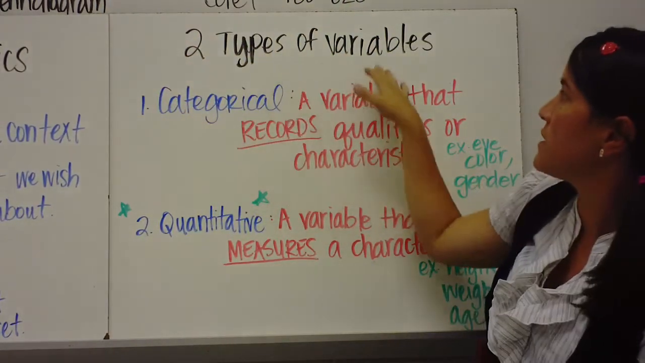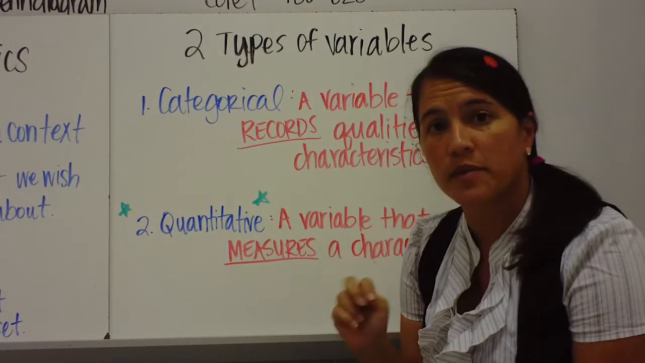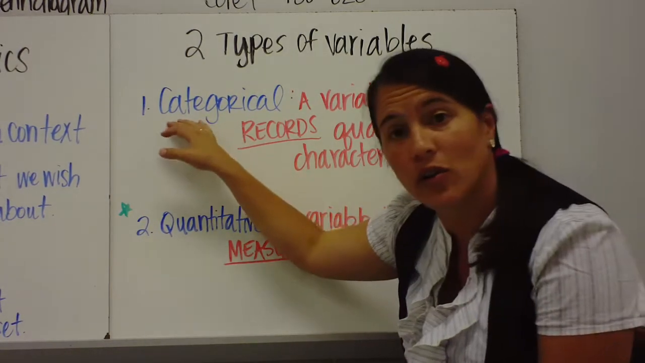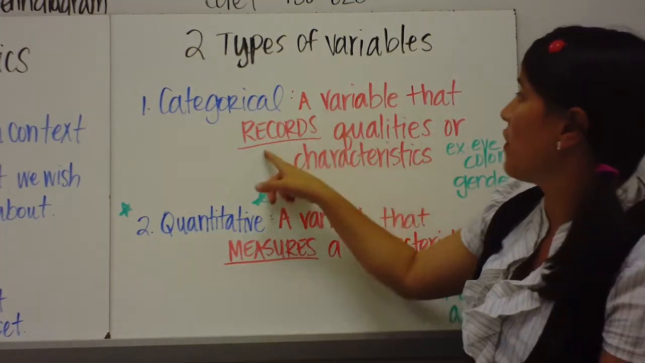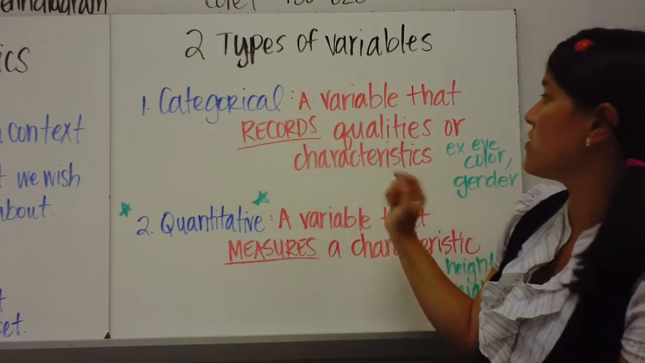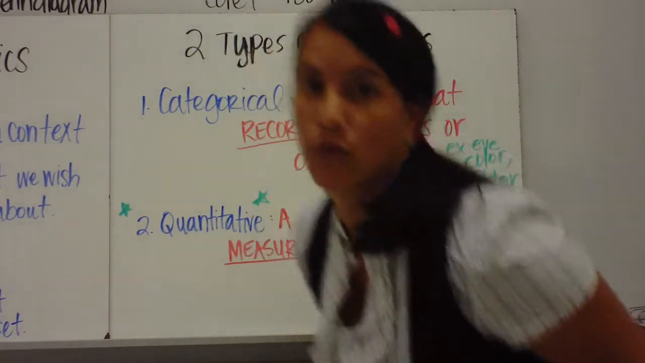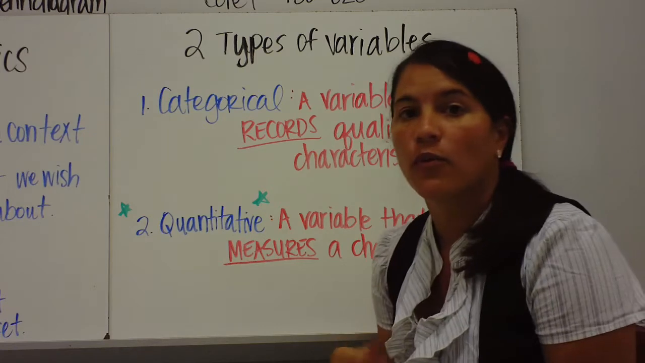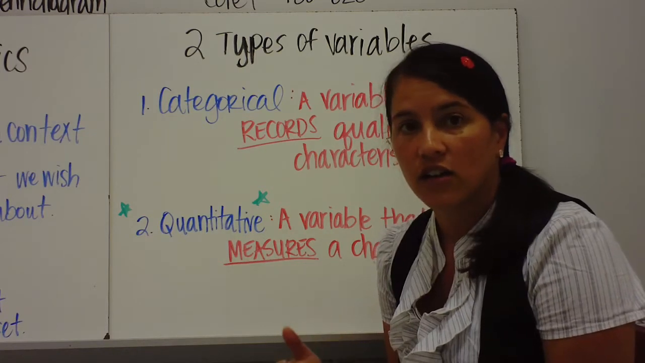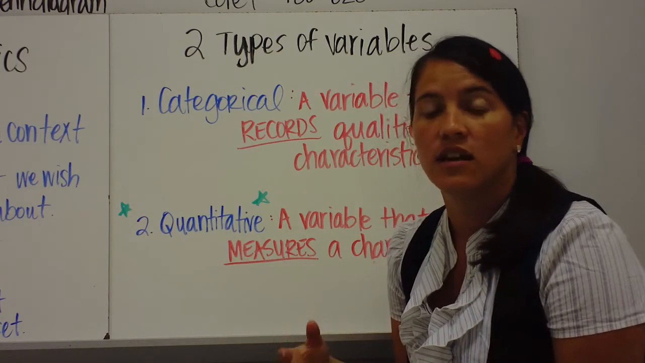All right, two types of variables. So there are two types of characteristics. There's categorical data, and it's a variable that records qualities or characteristics. Underline the word records. Things like eye color, gender, brands of things.